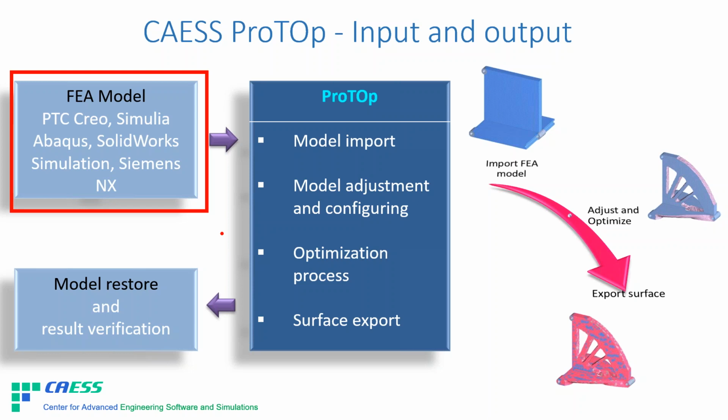For example, if you do lattice configuration and the thickness of a lattice bar is 3 millimeters, then you cannot go with edges longer than 1 millimeter. You have to set this precisely. ProTOP enables you to do this very efficiently, and it can also handle large meshes.